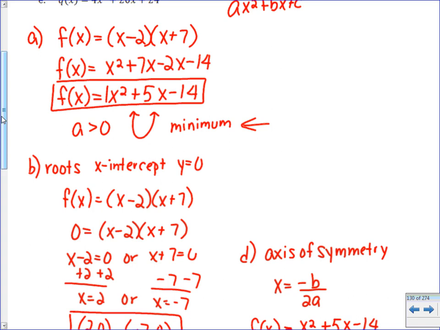So please only graph for letters C and D. For all of the other homework problems, just find me the key features.